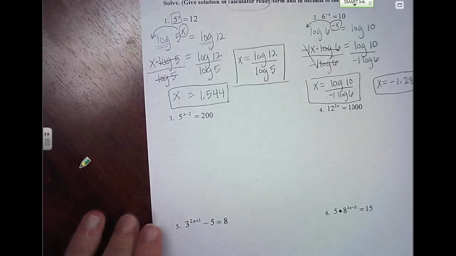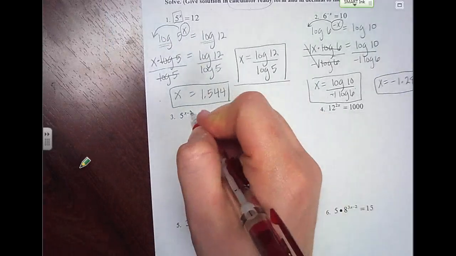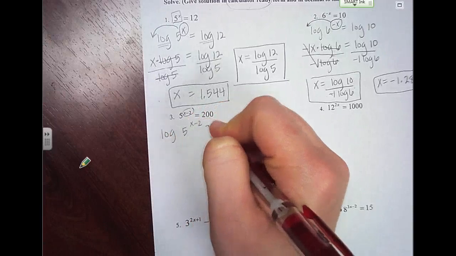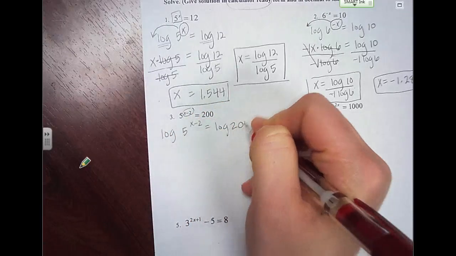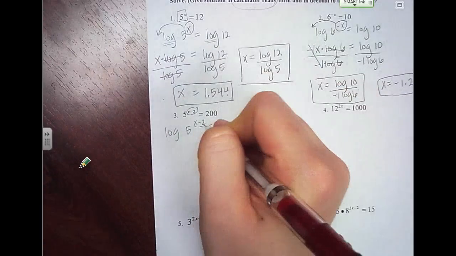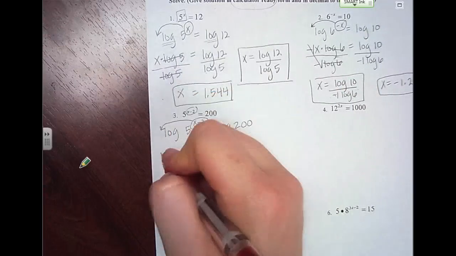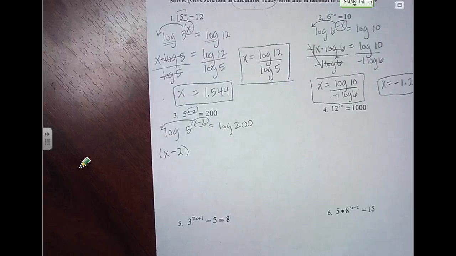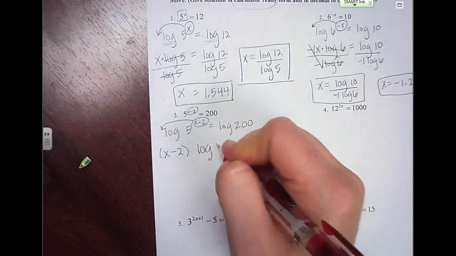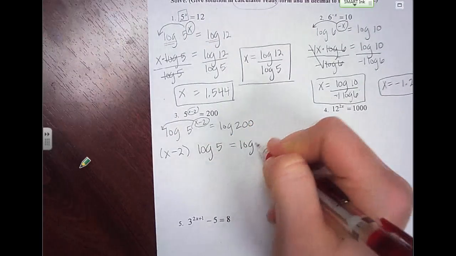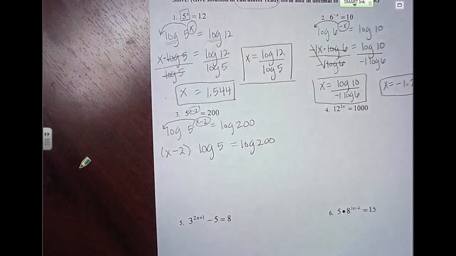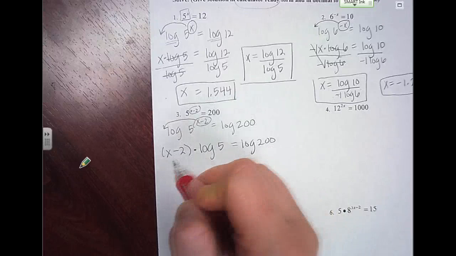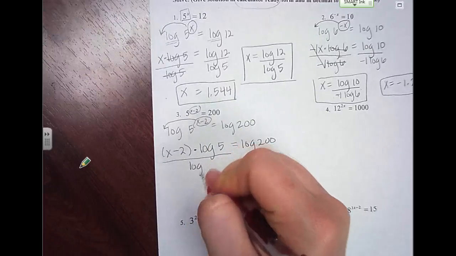All right, number 3. I have the exponent by itself, so I'm going to take log of both sides and move this whole thing in front. When I bring that in front, since I'm adding and subtracting now, I'm going to put that in parentheses. So x minus 2, then I have log 5 equals log 200. How would I get rid of this log 5? Think about what it's doing here. It's being multiplied, so I'm going to divide by log 5.